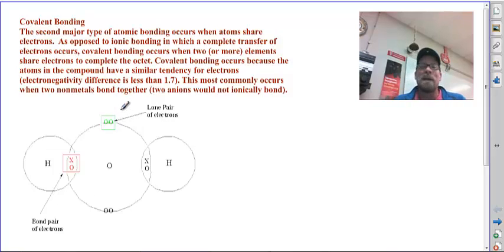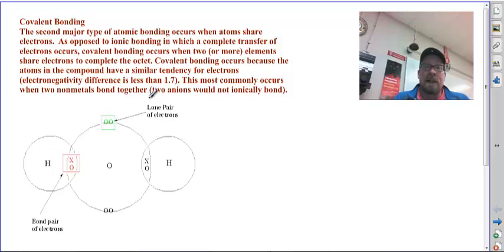than 1.7. But remember, water is right close to that border, so while it's technically covalent, it has a lot of ionic properties. But anyhow, it is a covalent compound. But let's point this out. They're sharing electrons, and this commonly occurs when 2 nonmetals bond together.